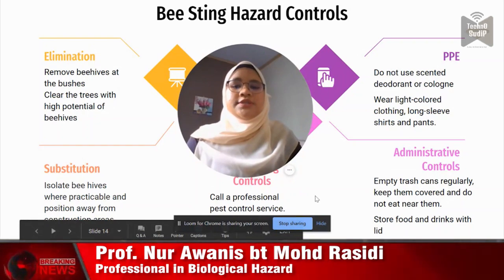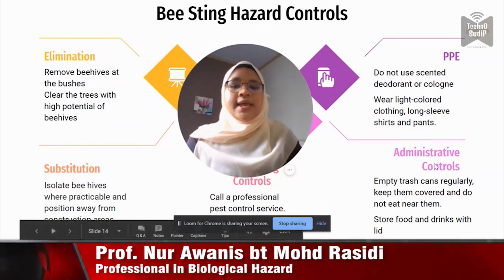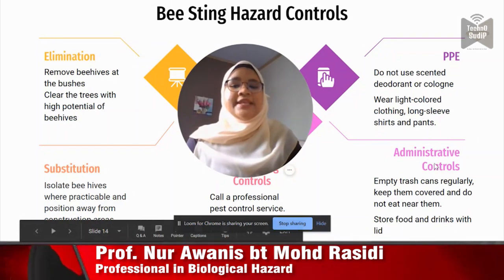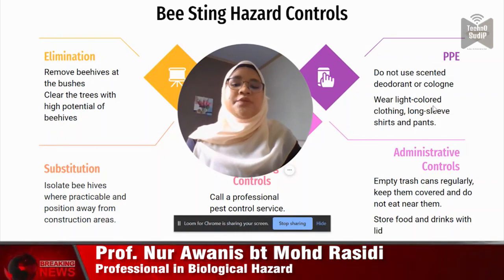For engineering controls, we can call professional pest control service. For administrative control, the workers need to avoid eating near the site as it can attract the insects. And last, for PPE, the workers should wear light colored clothing, long sleeve shirts, and pants.